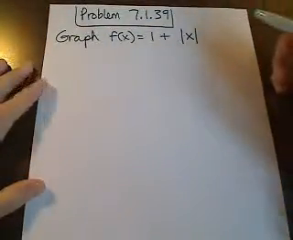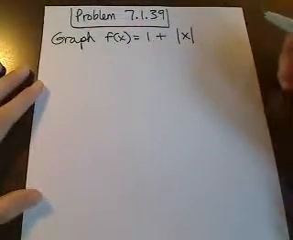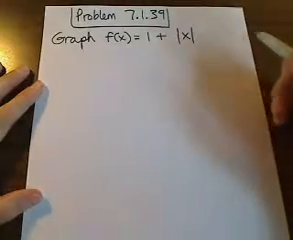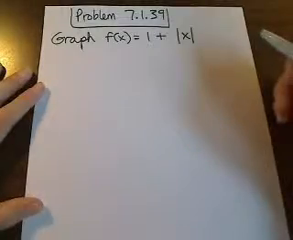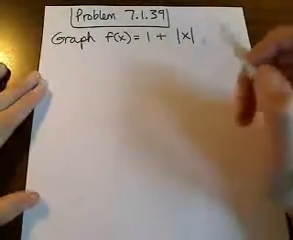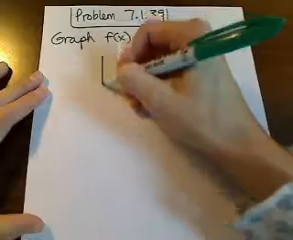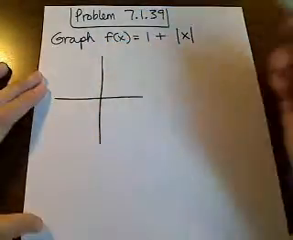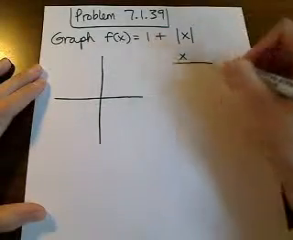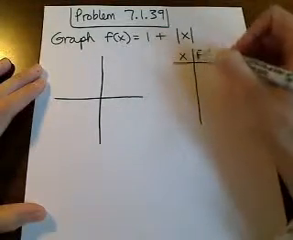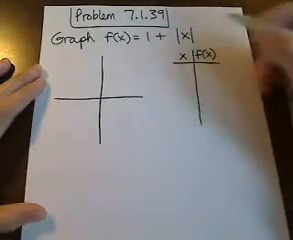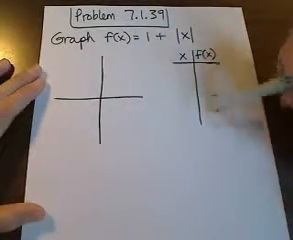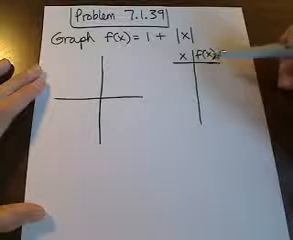Okay, so this is a problem from section 7.1, and they're asking us to graph f of x equals 1 plus the square root, not the square root, 1 plus the absolute value of x. And what we're going to do here is graph this using an xy chart. So we're going to choose some x values, plug them in, and find the corresponding y values. Remember, f of x is just a replacement for y.